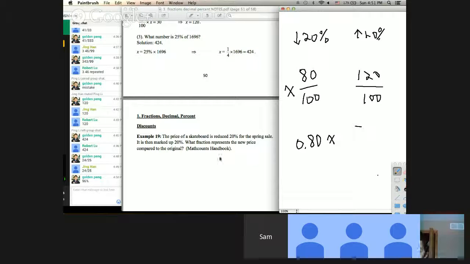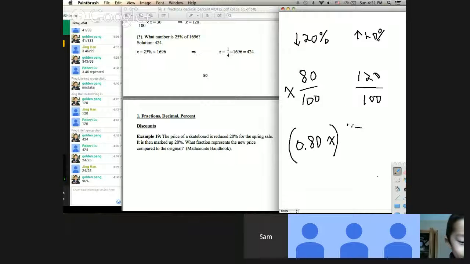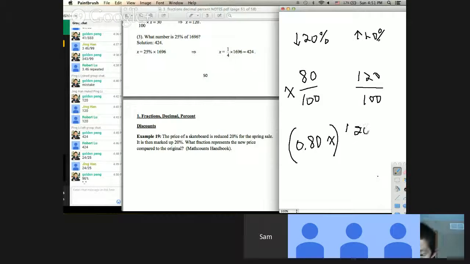And now it says it's marked up 20%. So now you put it up 20%. This is your original, this is now your number, and then you put it up 20%. So now it's 120% of your original because you took it up 20%. So now it's 120 over 100x, and x was this price over here. So now it's basically 1.2 times 0.8x. And then that is 24 over 25, or 0.96 of x.